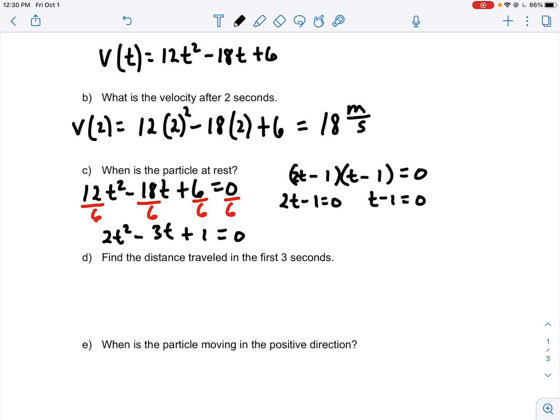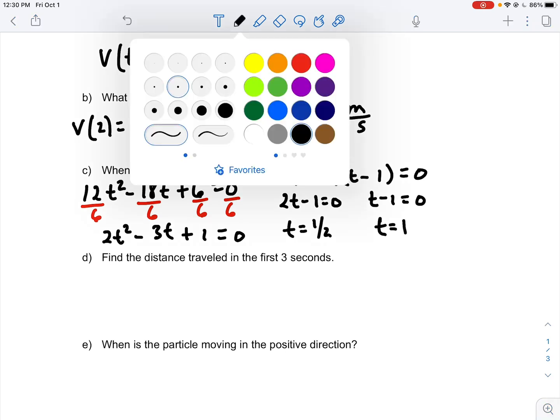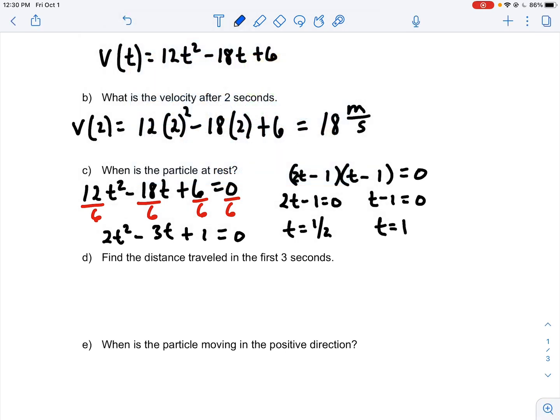Now notice what we have. We get t to be 1/2 when we solve the first equation, and we get t to be 1 when we solve the second equation. Now, this is t, this is time, so this represents seconds. So when our time is 1/2 second, our particle is at rest. When our time is 1 second, our particle is also at rest. So it's a matter of setting your velocity equal to 0.